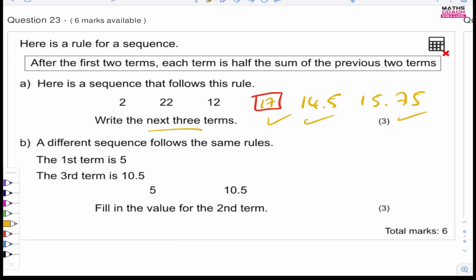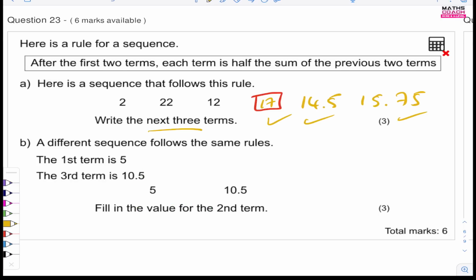So it's the same rule once again. You add the first two terms and half it, or divide by 2. It says fill in the value for the second term. Now, you could do this in your head, right? But there are 3 marks, so lots of working out to show and gain marks from. We are told that the first term is 5 and the third term is 10.5, which is there and there. So what would have to go here? Well, it's something you added the 5 with and then divided by 2.